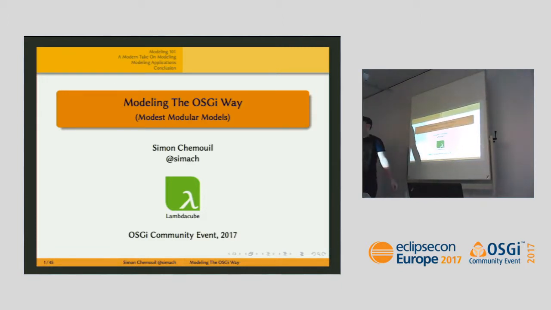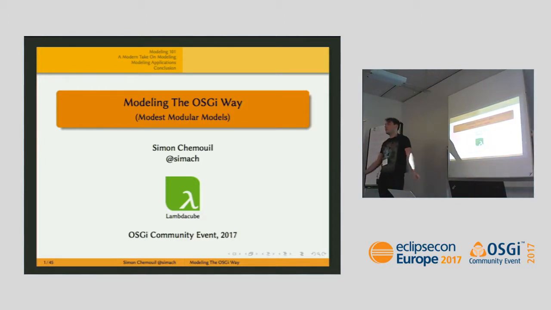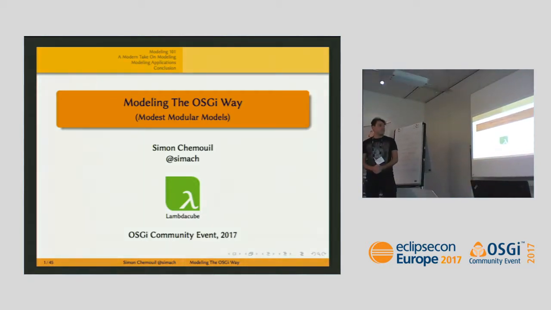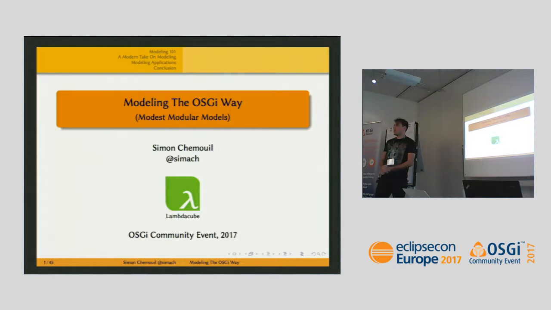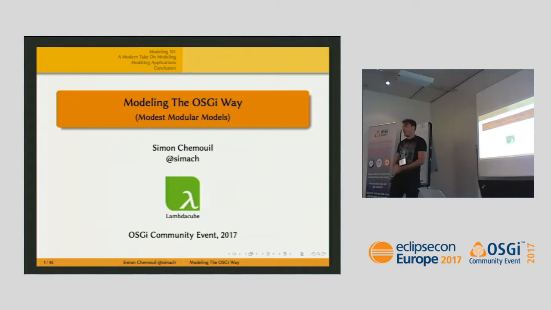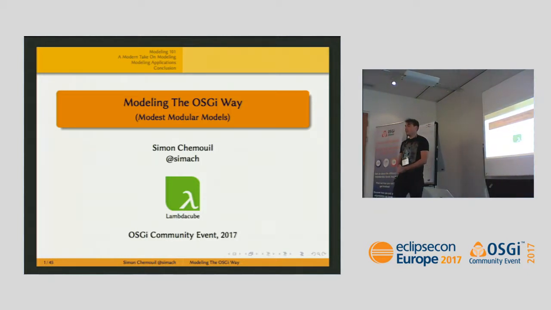So today I'm going to talk about modeling the OSGi way, or modest modular models. Like others, I've been trying to improve my code, and like many developers, I'm very lazy. I don't like to write the same code over and over again, even twice. So I like to make my code reusable, understandable, and also maybe maintainable. That's really the word I'm trying to find.